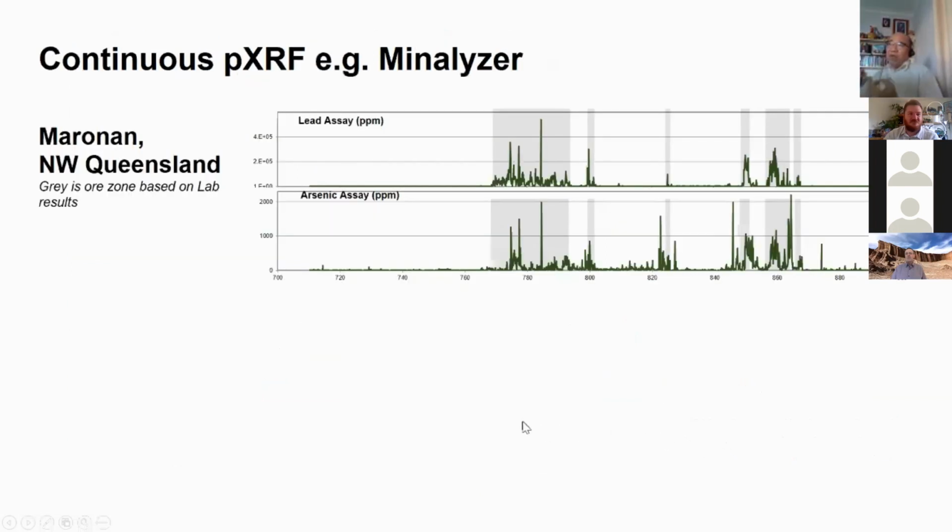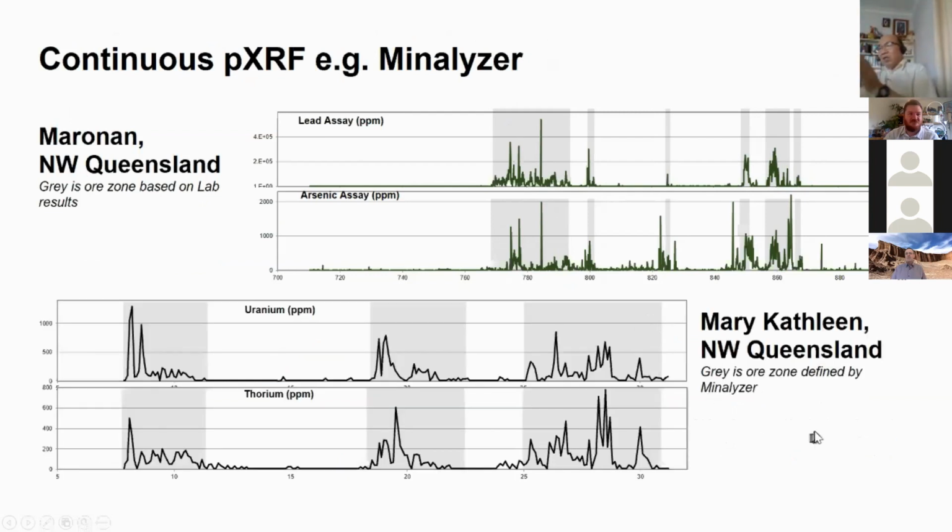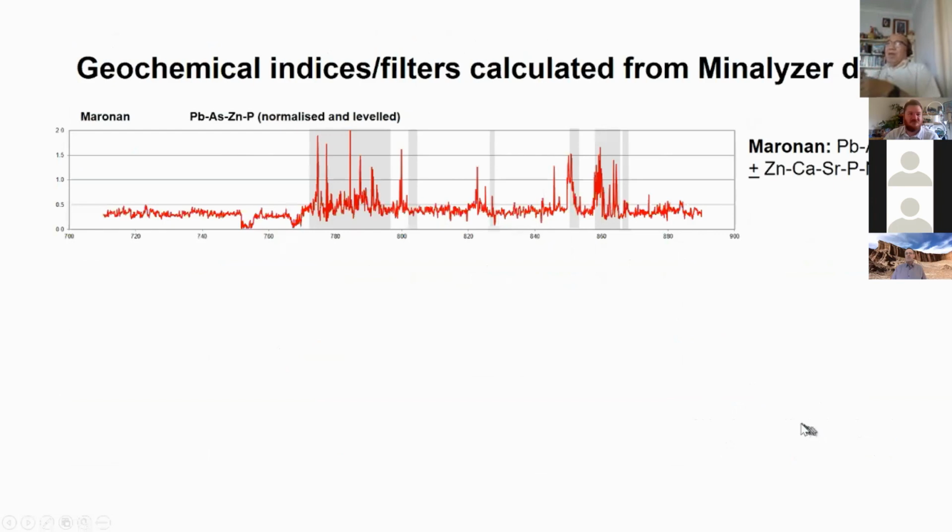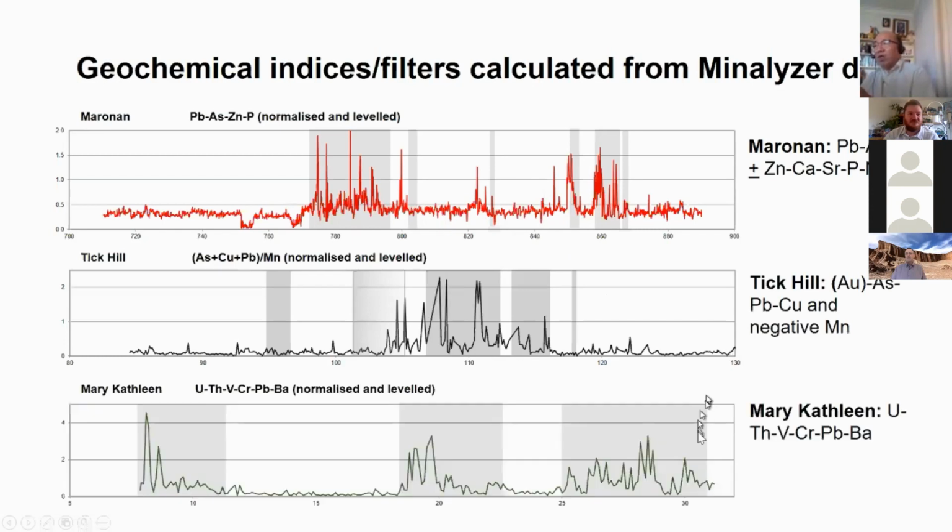This is an example of results from the continuous XRF. The grays are logging from the geologists, and these are picks actually from the Mineralizer, the continuous XRF scanning itself. If you look at it, you can see there are a lot of areas that are missed, but by using a continuous scan, you could pick them up. Similar story with Mary Kay. A lot of this equipment is able to do multi-elements, and if you combine multi-elements, you can pick up a lot of missed opportunities in the core itself. This is for Meranon, for Tekil, and for Mary Kay. You could combine them as filters or indices to determine where the ore zone is.